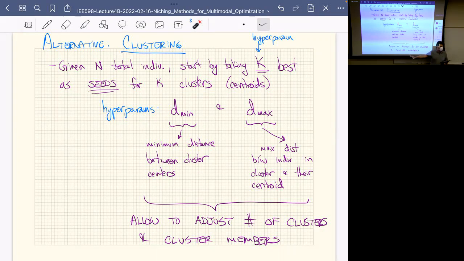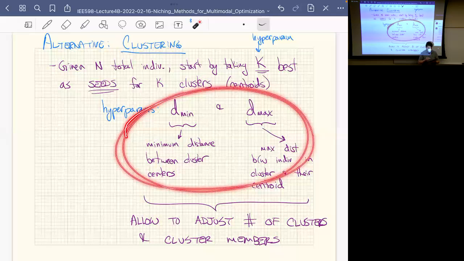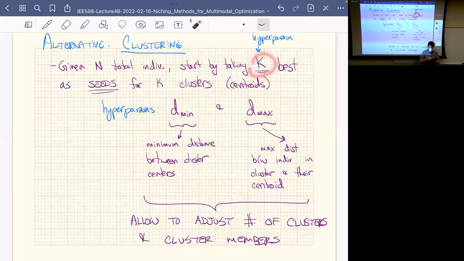Is this clear so far, what I mean by this? By creating these k clusters and adjusting these k clusters according to these constraints, which are hyperparameters. So we've got a k hyperparameter and these two distance hyperparameters. Doesn't look like there's questions online.